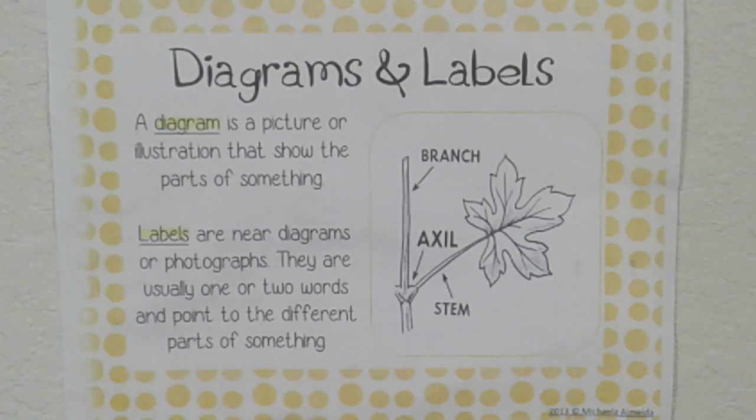Next, we have diagrams, and we also have labels on the same screen. Let's go over diagram first. A diagram is a picture or illustration that shows the parts of something. This picture over here on the right-hand side of your screen is a picture of a leaf. It's a diagram. It's an illustration of the leaf.